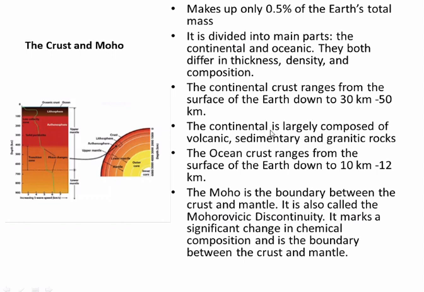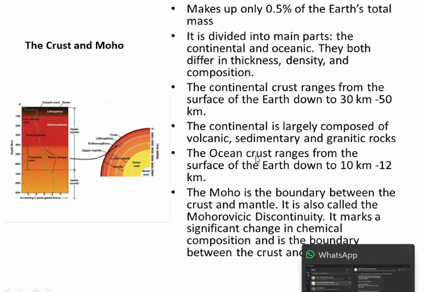The continent is largely composed of volcanoes, so there you often see volcanic eruption. Volcanic eruption is that region of the continental part of the Earth where volcanic eruption takes place. It is also sedimentary in nature, and you also have some granitic rock. So the composition of the continental crust, we talk about them being volcanic in nature, sedimentary, as well as granite in nature. So you also see some granitic rock in the continental crust.